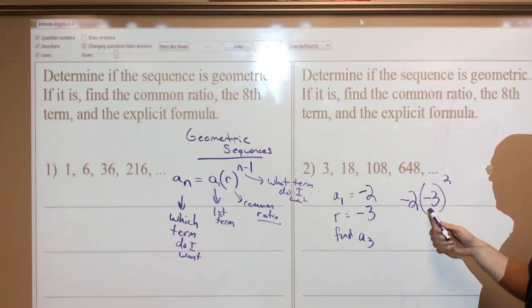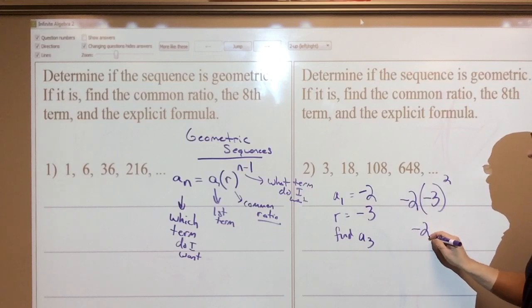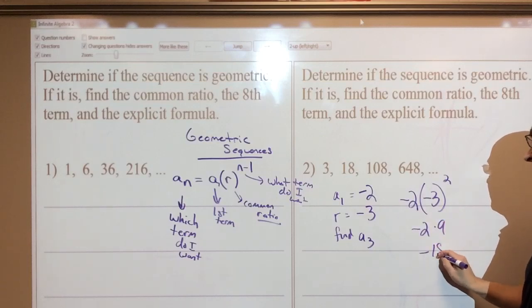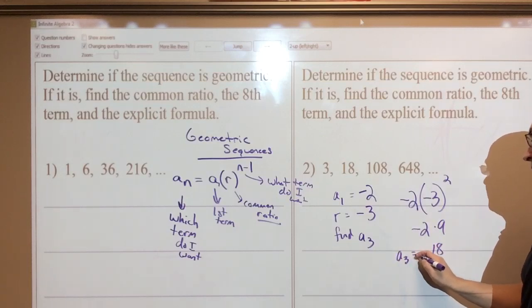So I'm going to work this out. Negative 3 squared is 9. Right? And negative 2 times 9 is going to be negative 18. So the third term in the sequence is negative 18.